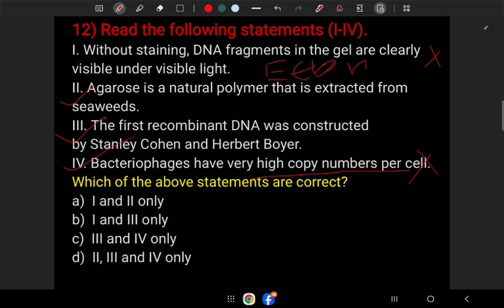That is 2, 3 and 4. But it is not completely correct, but may be considered. It is not accurate. High copy number phage have very high copy number, not accurate but considered as correct. So D is the correct option.